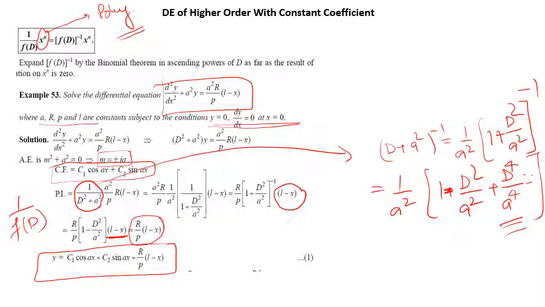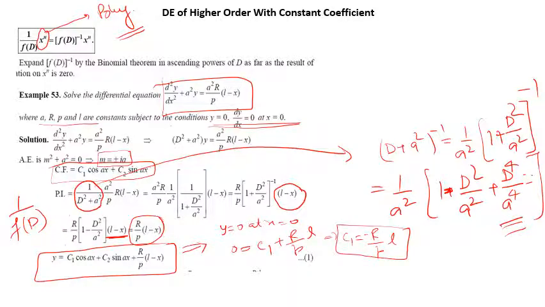Now apply this condition. What is the condition? y equal to 0 at x equal to 0. Put x equal to 0. y equal to 0 at x equal to 0. So 0 equals c1 into 0 plus r by p into L. Then c1 is equal to r by p into L with a negative sign. This is c1. Similarly, differentiate this term, put 0 at x equal to 0, you get c2. Put c1 and c2 here, you find the final solution.